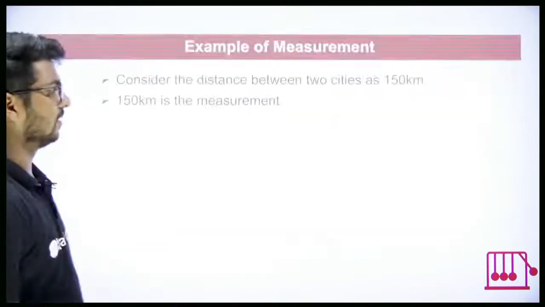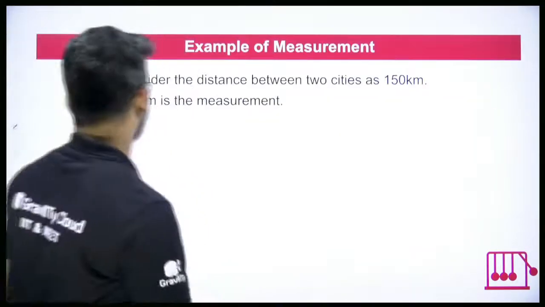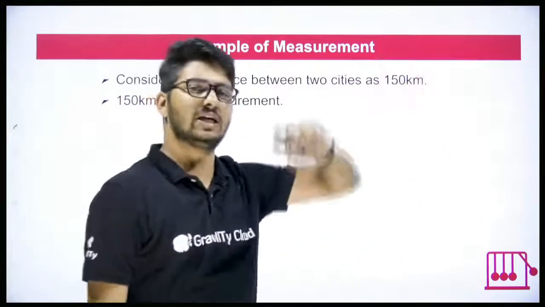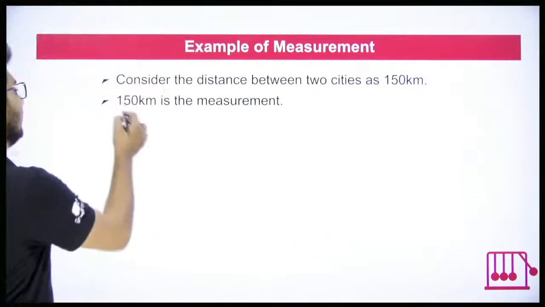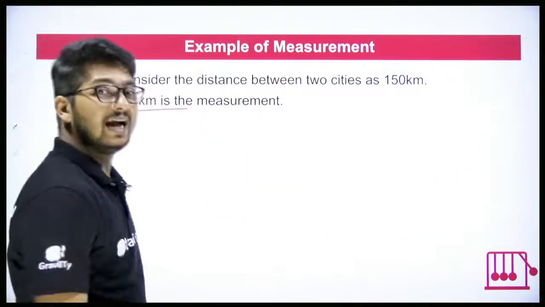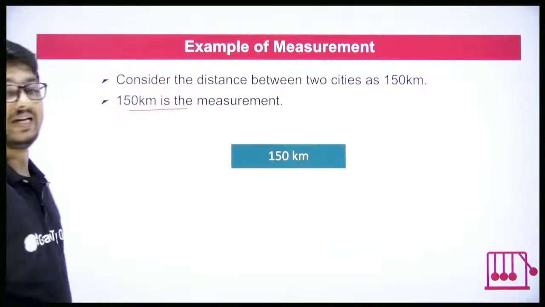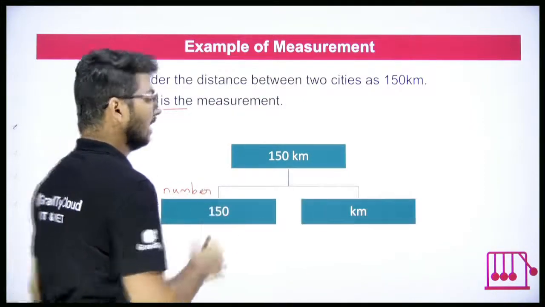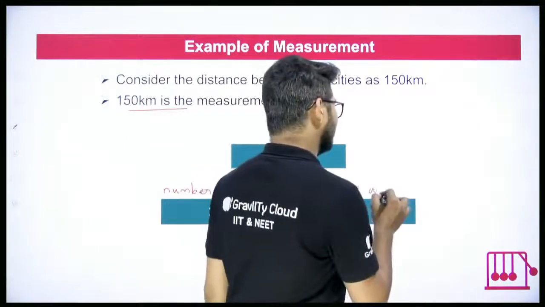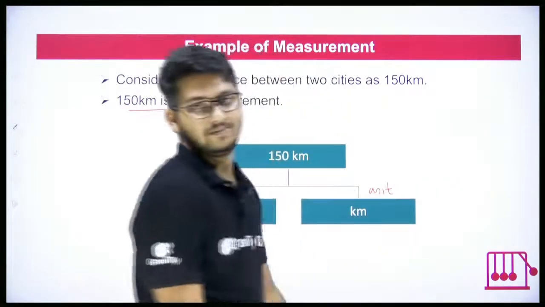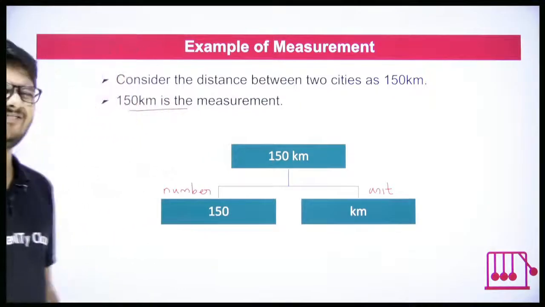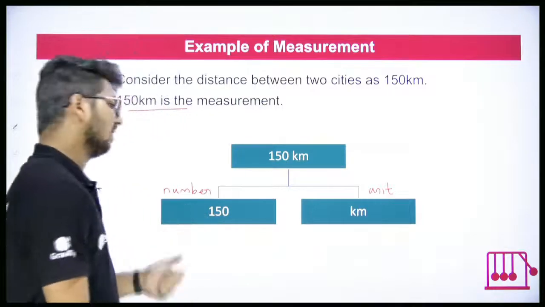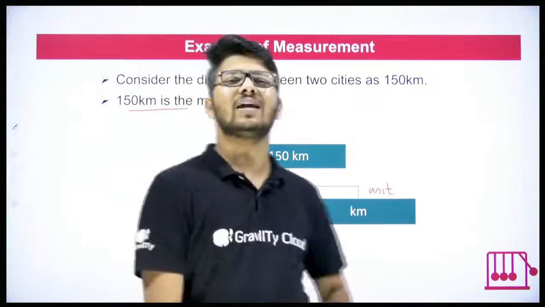We'll go into another example then. Consider the distance between two cities as 150 kilometers. 150 kilometers is the measurement, and for that, 150 is the number and kilometer is the unit. So every and any measurement will have these two parts for sure. One is the number, the other is the unit.